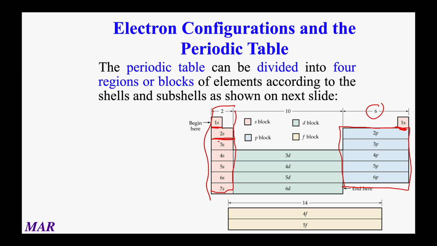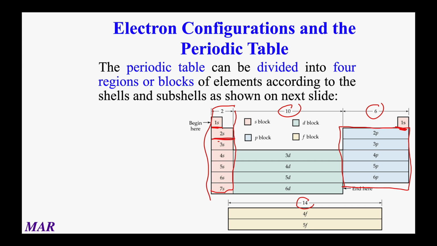P's always hold 6. And if you count the number of boxes in the middle, there's 10. Those are the D subshells. And lanthanides and actinides should, anyway, have 14. There's some weirdness down there we'll talk about later, but they should have 14. So again, you're seeing the patterns, 2, 6, 10, 14. Those are the number of electrons per subshell, comes straight from quantum mechanics.